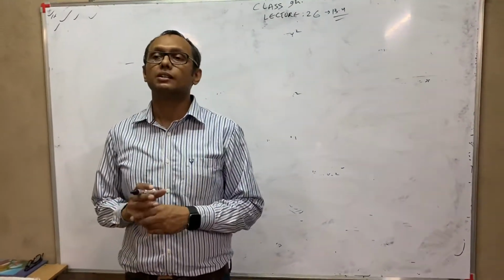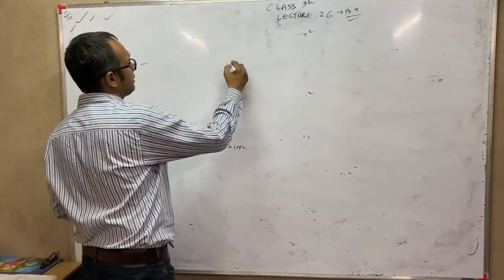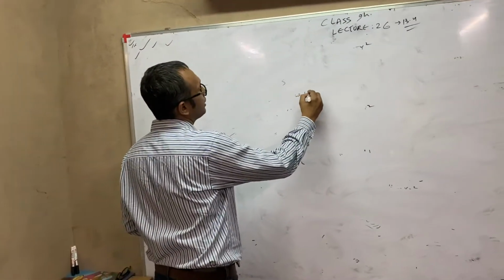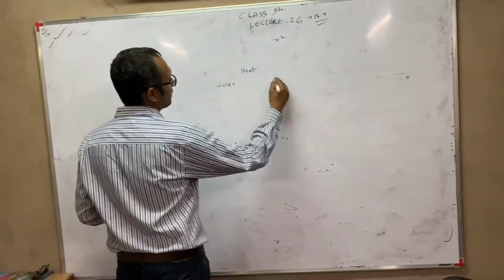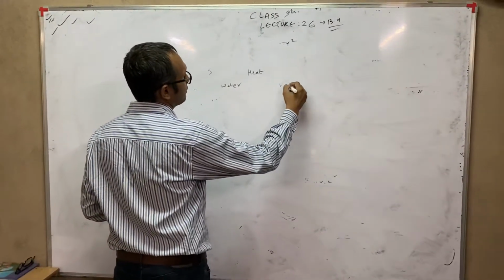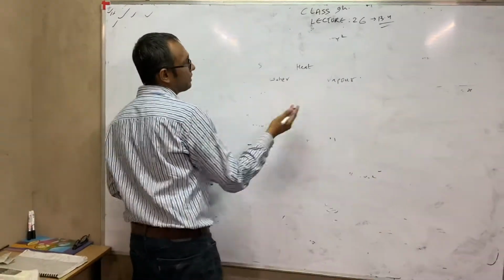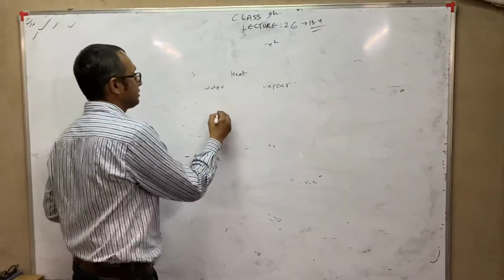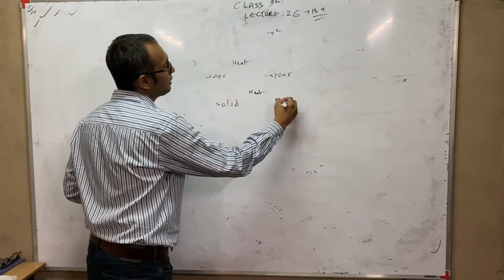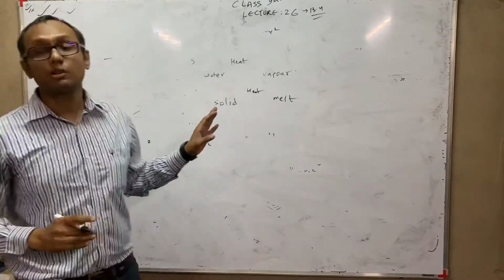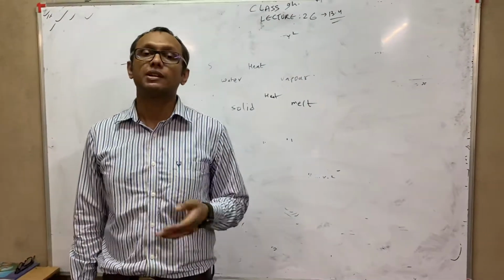For example, generally, suppose water is there, and if we give it heat, it becomes vapor state. Similarly, but for everything this will not be valid. For example, some solids, when we give them heat, they will melt, but not all solids will melt. For example, if we give heat to wood, it will burn, it will not melt.